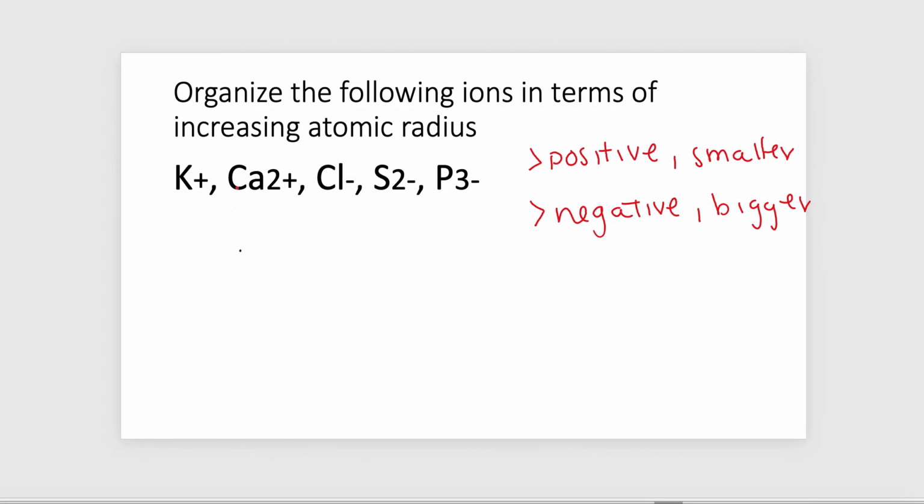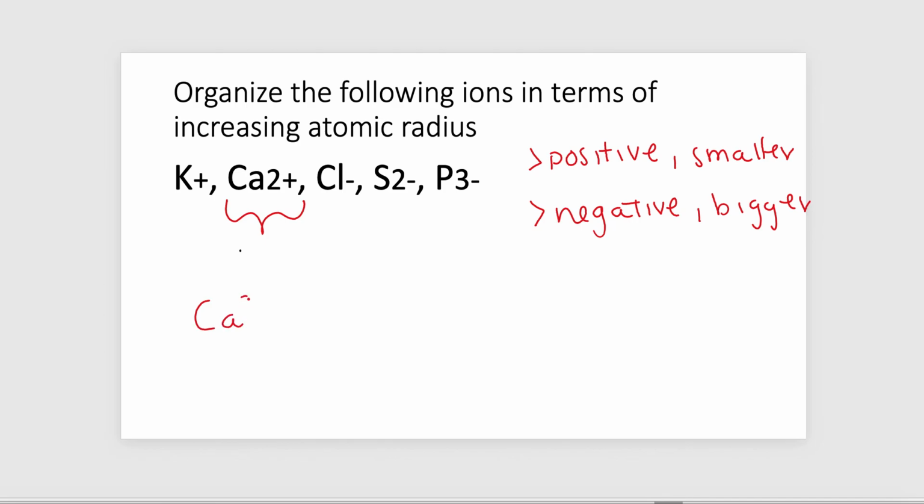Okay, so here, out of all of these guys, which one has our biggest atomic radius? Well, the more positive, which is calcium 2+. So our calcium 2+ should have the smallest atomic radius. I apologize, I think I said greatest. The smallest, because it has a more positive charge, smallest.